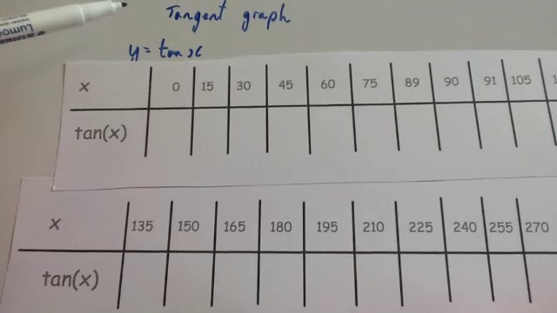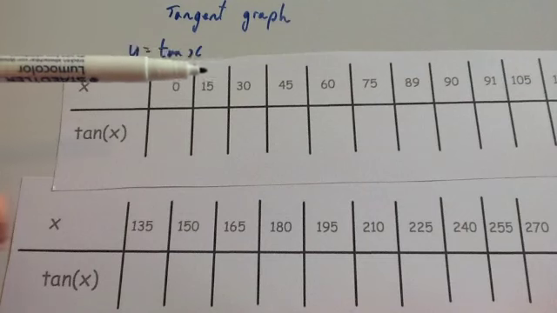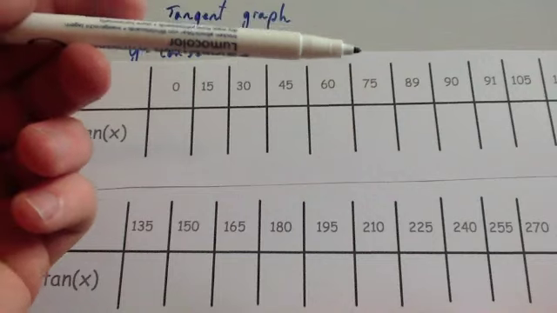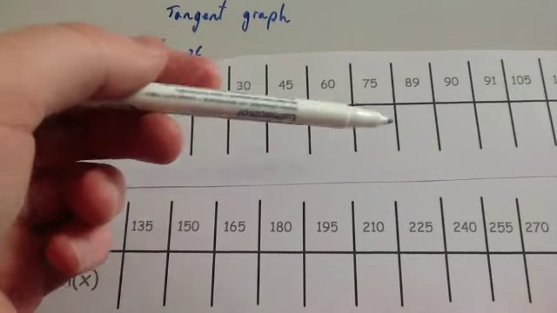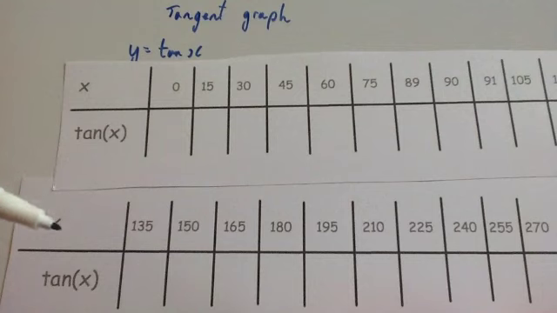In this video we're going to look at drawing the tangent graph. So we're going to draw the graph y equals tan x. To start off with, we've created a little table with values for x being 0, 15, 30, 45, 60, 75, 89, 90 and 91. I've put those quite close together for a reason, you'll see why, and so on.